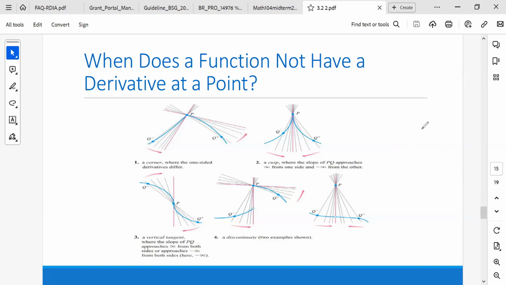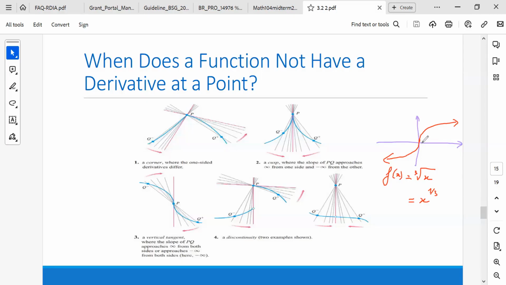Another example where we have problems of derivability is, for example, consider this graph. This is the function cubic root of x, which is the inverse function of the cube function. Okay, which is x to the power 1 over 3.